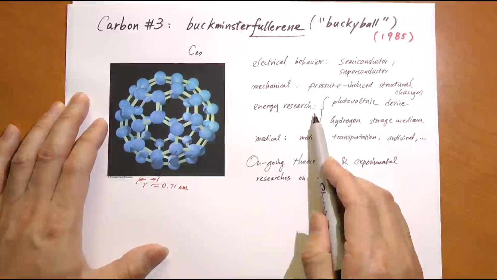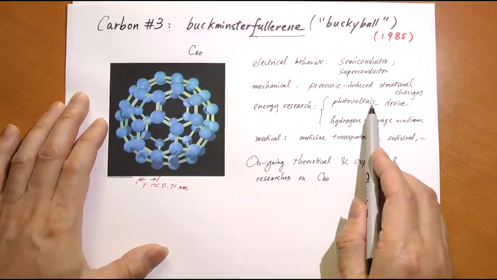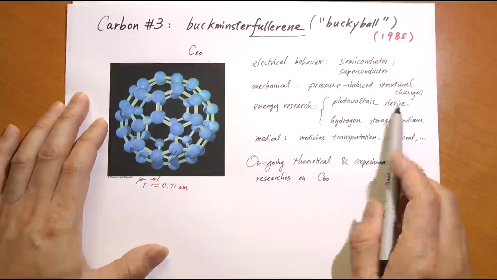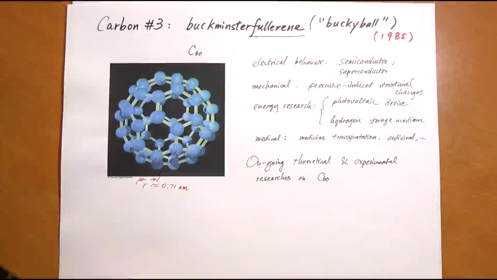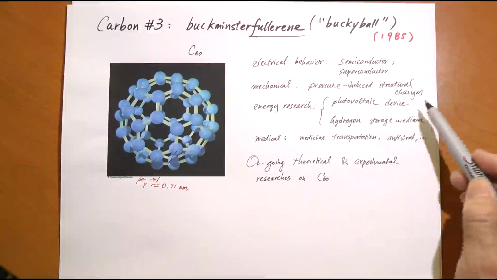In energy research, for example, this thing can be used in photovoltaic devices. Photovoltaic device, what's that? That is a device which takes energy from the sun, light energy from the sun, and turns into electricity. We call it photovoltaic devices. Fullerenes, such as buckyball, they absorb visible light. Unlike ionic crystal, these guys absorb visible light, and they turn visible light into energy. So you can use them in photovoltaic devices.